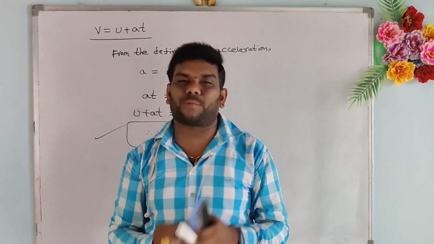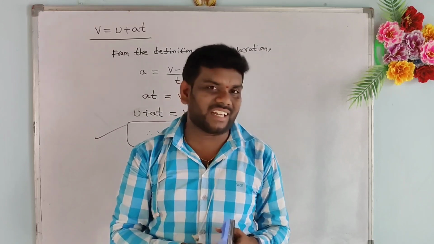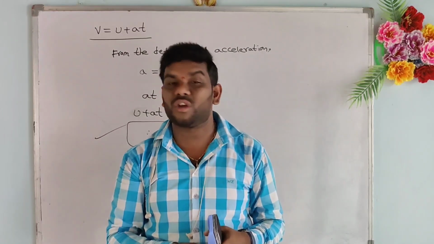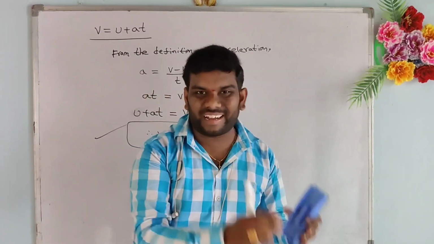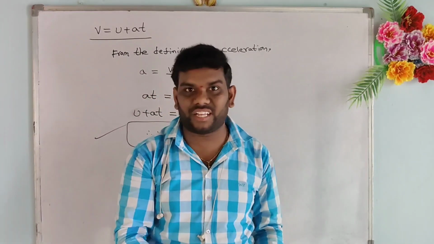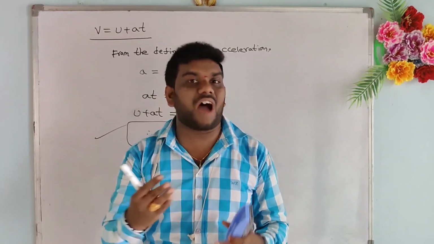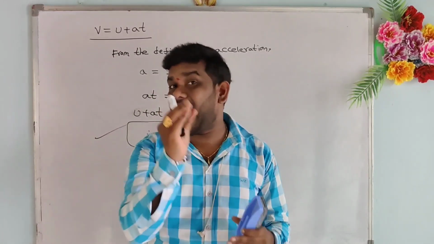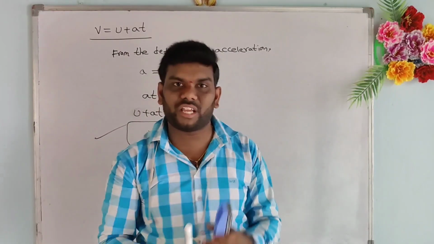Okay students, in the next class we will learn how to derive S equal to UT plus half AT square and V square minus U square equal to 2AS. Until then, please open your textbook and read your concept and activities. Otherwise, I will explain afterwards. You should read the activities in the textbook and learn the concept.